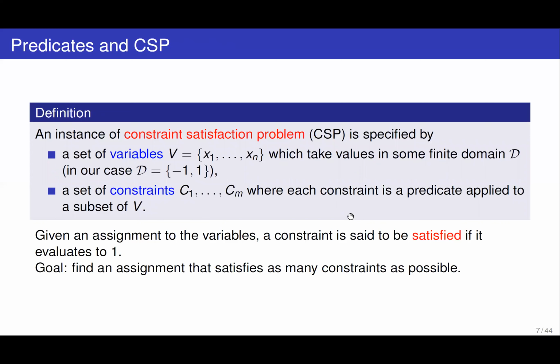Having defined predicates, let's define CSPs. An instance of a constraint satisfaction problem is specified by a set of variables which take values in some finite domain D, and D in our case is simply {-1, 1}, and a set of constraints where each constraint is a predicate applied to a subset of variables. Given an assignment to the variables, the constraint is said to be satisfied if it evaluates to 1. The goal of the CSP is to find an assignment that satisfies as many constraints as possible.